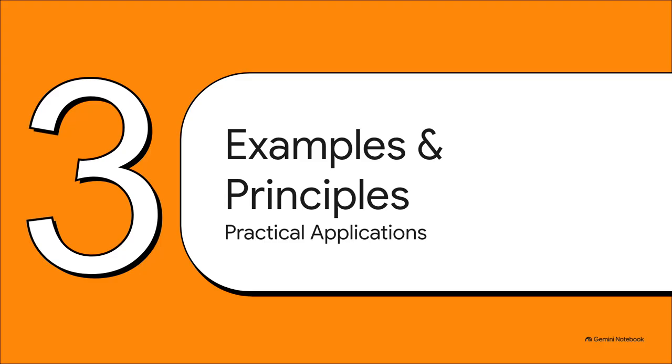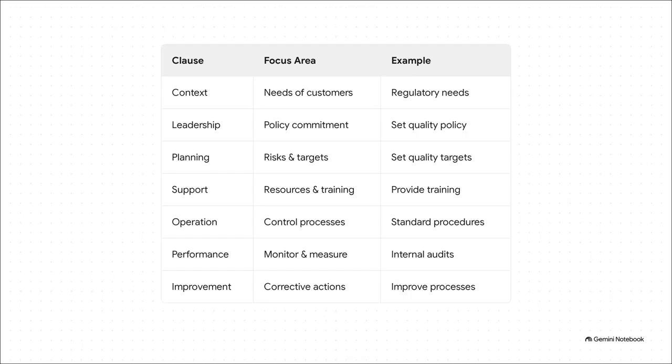All right, Section 3, Examples and ISO Principles. We're moving directly into detailed, practical applications of these frameworks and the fundamental principles driving them. Let's break down a specific example using ISO 9001 for quality management. We have 7 clauses to meticulously walk through here. The Context Clause has a focus area of understanding needs of customers and stakeholders. For example, identify customer requirements and regulatory needs.